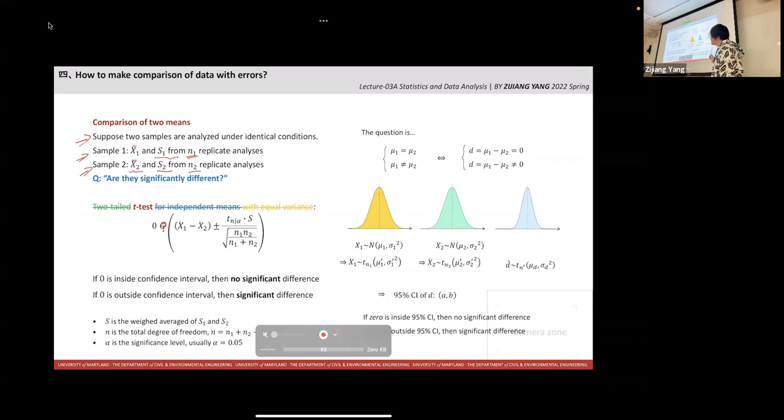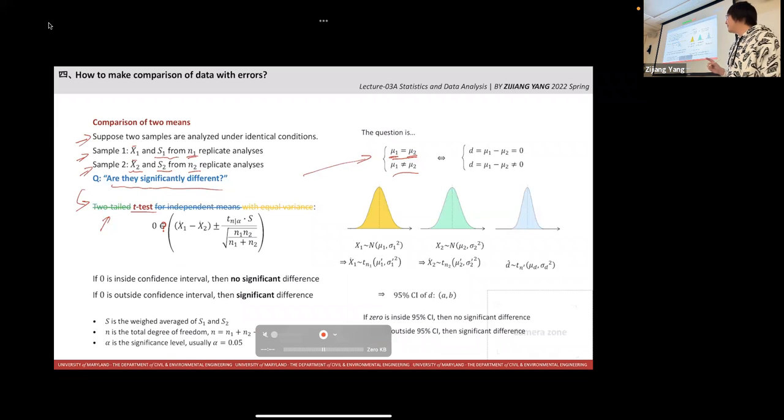So usually we have the question: are the results significantly different? To be more specific, we are asking: is the population mean of the first sample equal to the population mean of the second sample? We are asking if they are equal or not equal. To answer this question, we can use the method called the t-test, or the full name, two-tailed t-test for independent means with equal variance.